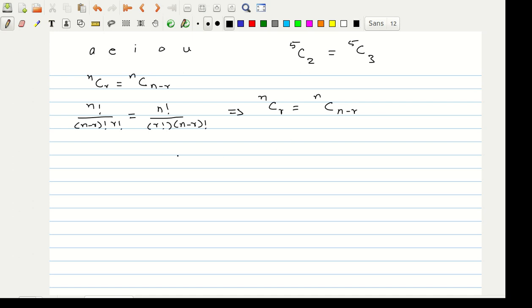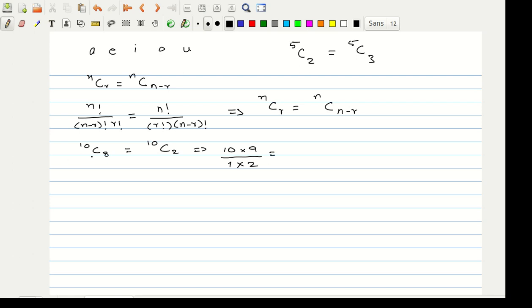And how is it used? Actually, it is used like this. For example, if somebody asks you to find 10C8, now we know that 10C8 should also be equal to 10C10 minus 2, which is 10C2, right? And then it becomes very easy to write. It is simply 10 times 9 divided by 1 times 2, and you get the answer easily.